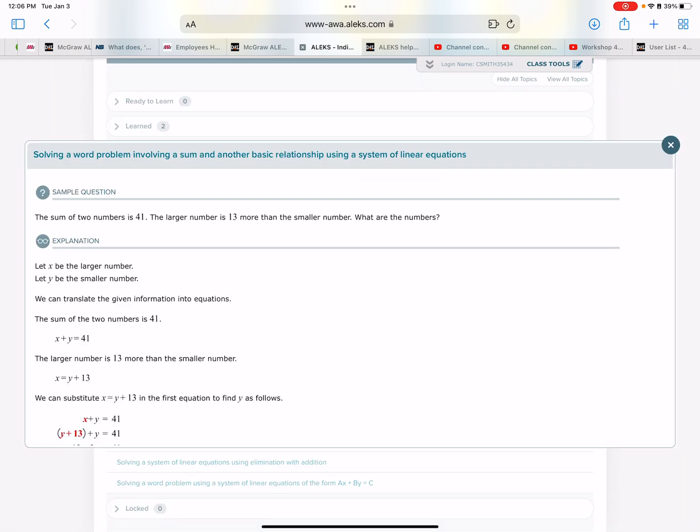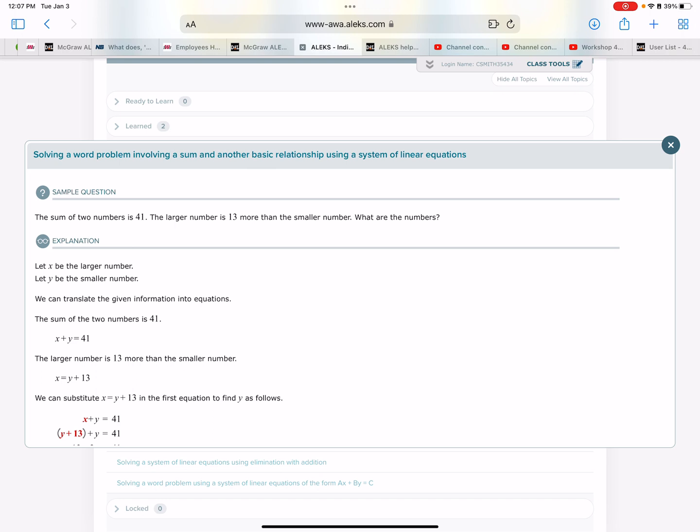Okay, solve a word problem involving sum and another basic relationship, including the system of linear equations. All system of linear equations means two equations or more. So it says the sum of two numbers is 41. The larger number is 13 more than the smaller number. So I'm just going to translate it. When it says sum of two numbers, that's x plus y. So that's exactly what we did here. X plus y equals 41.